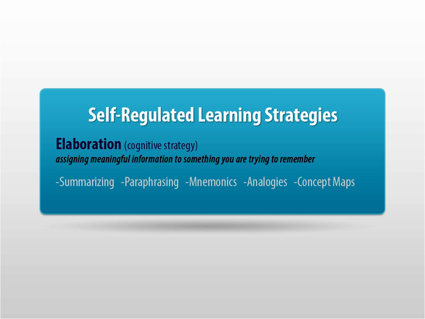Elaboration is a cognitive strategy you can use to assign meaningful information to something you are trying to remember. Elaboration strategy examples include summarizing, paraphrasing, mnemonics, analogies, and concept maps.